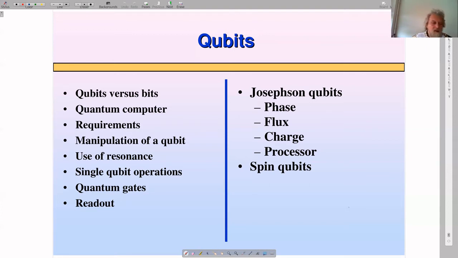So today we talk about qubits, about quantum computing, things like that. It's very popular in Delft. What is the plan? I would like to talk a little bit about qubits as quantum units, about quantum computing in general. Perhaps you know already this information at a very general level.